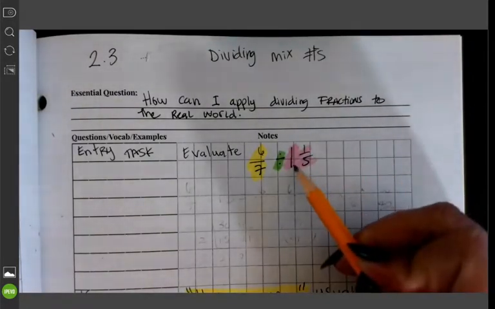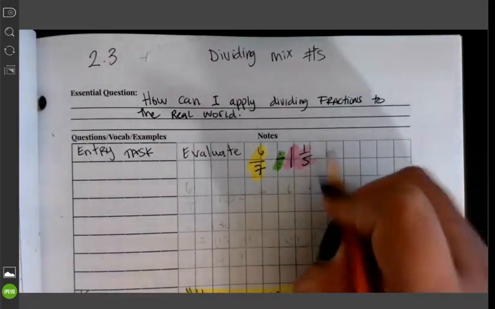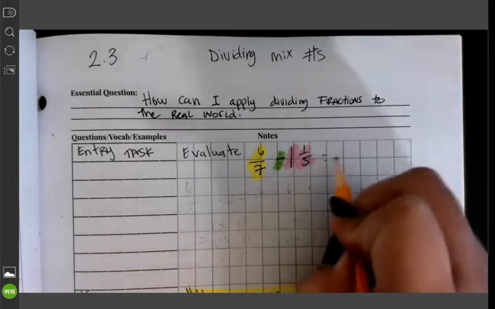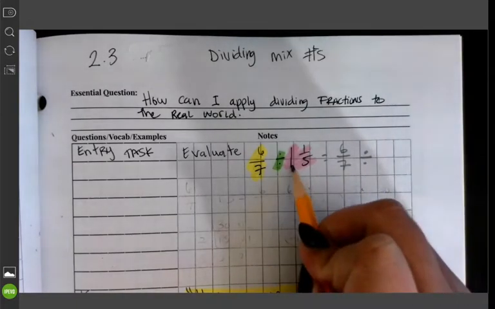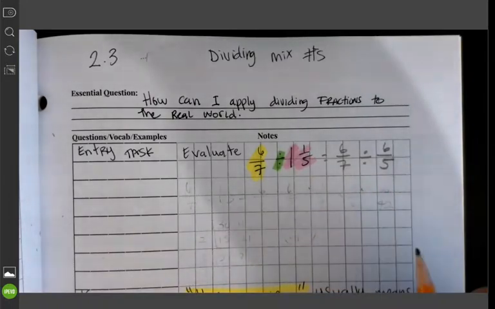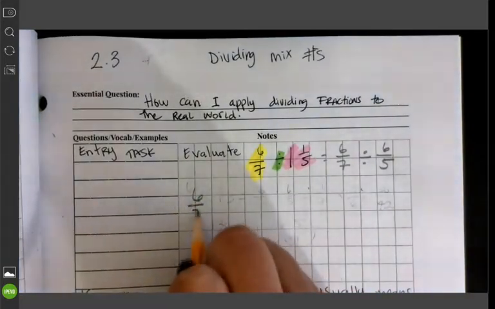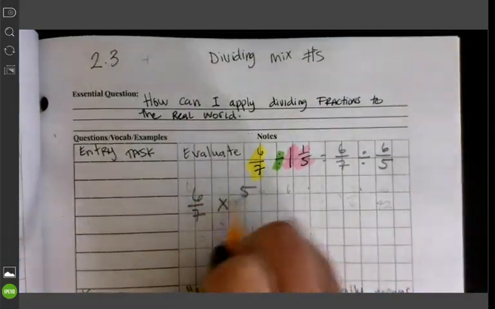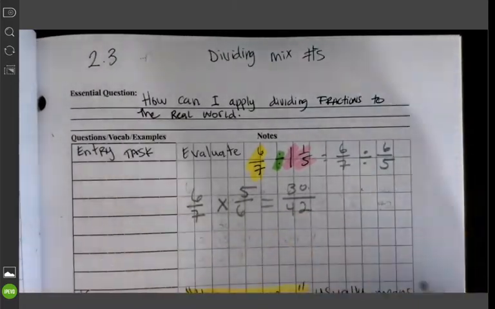You are not allowed to play with mixed numbers, so you have to turn them into improper fractions, right? So, let's see, I have 6/7 divided by 5 times 1 is 5, 5 plus 1 is 6, so now I have 6/5. In order to divide fractions, you must keep, change, flip. So 6/7 times 5/6. 6 times 5 is 30, 7 times 6 is 42.